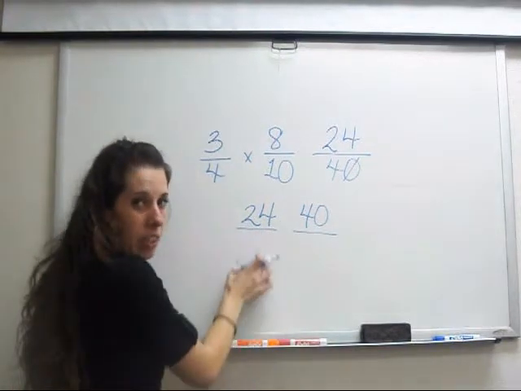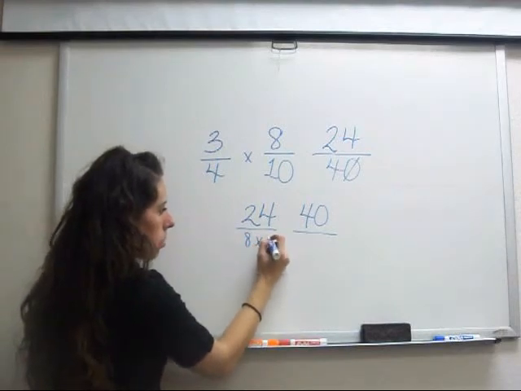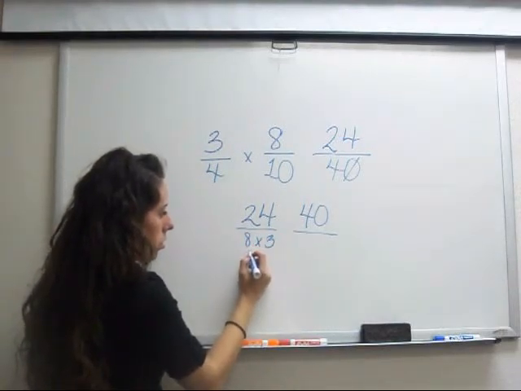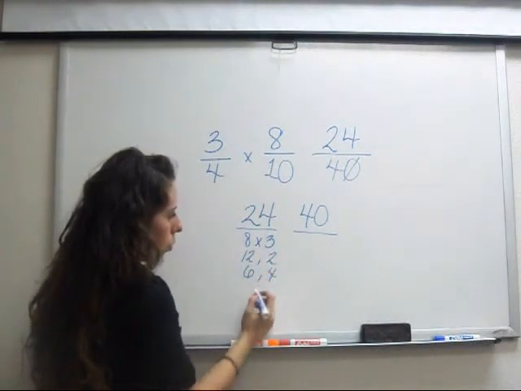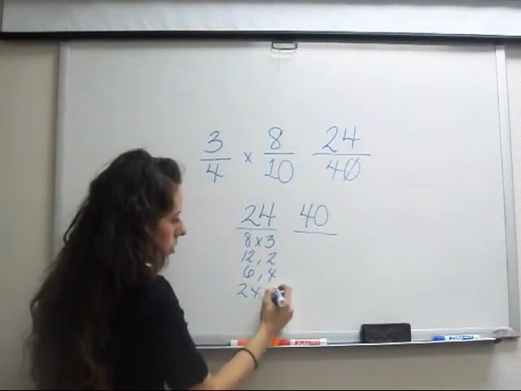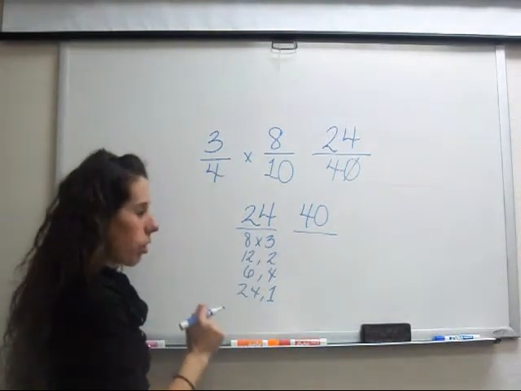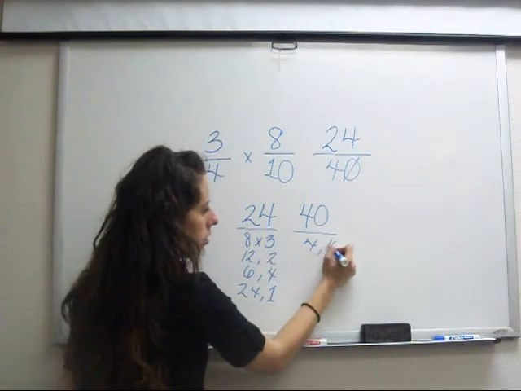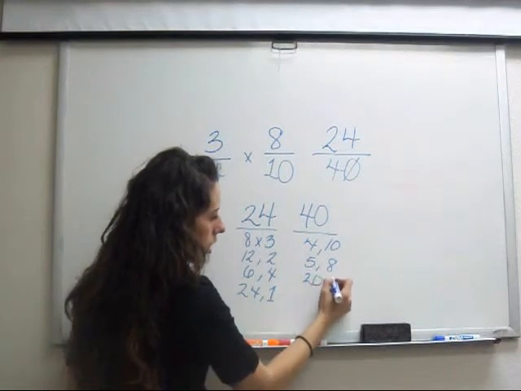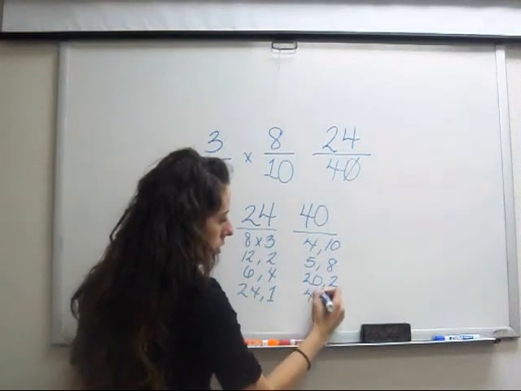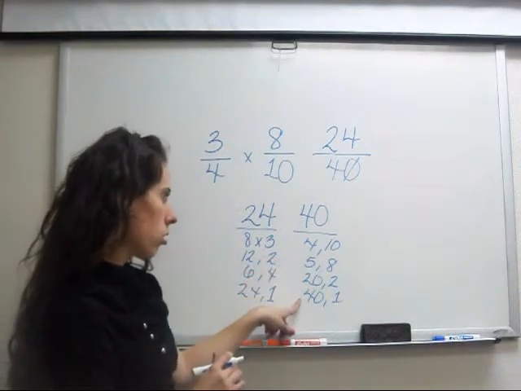First, I'm going to simply list the factors of each number in a list. 24, so 8 times 3, 12 and 2, 6 and 4, 24 and 1. I think that does it for all of our factors of 24. Now let's write all of our factors of 40. 4 times 10, 5 times 8, 20 times 2, and 40 times 1. I think that does it for our factors of 40.